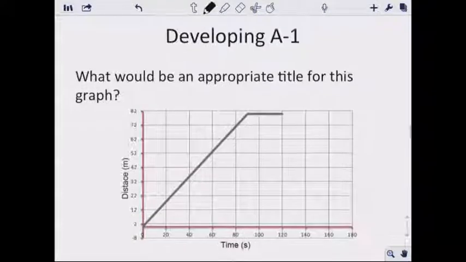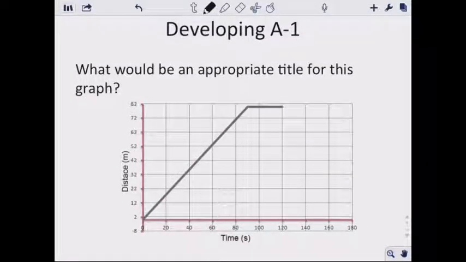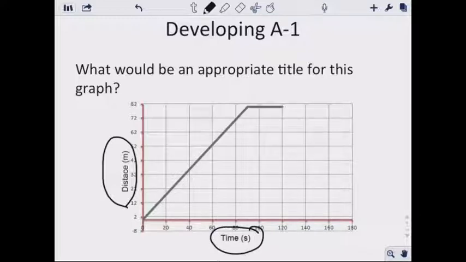So let's look at our first example. It says, what would be an appropriate title for this graph? When we're looking at it, we have our distance, which is going to be our y-axis, which we know is the dependent variable, and then our time, which is our x-axis, so we know that is the independent variable. And so when we're looking at this, we can say that this is a distance versus time graph. And if we know any more information about it, we can say distance versus time of a specific investigation.